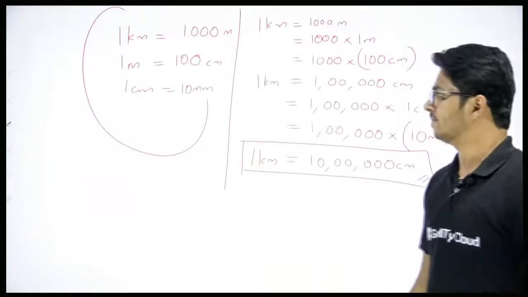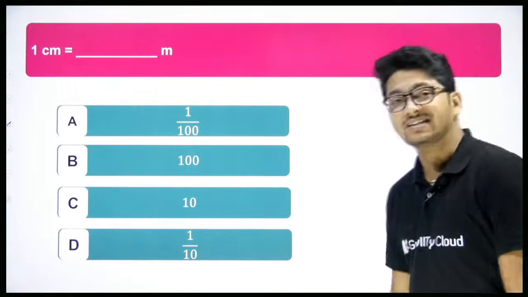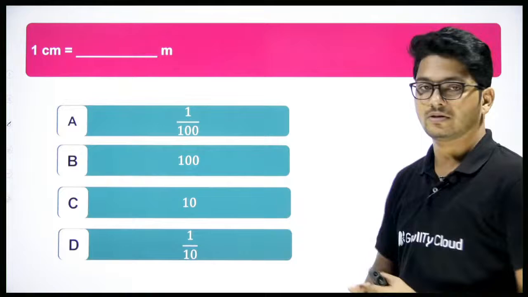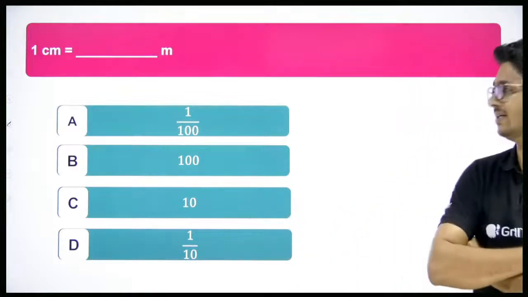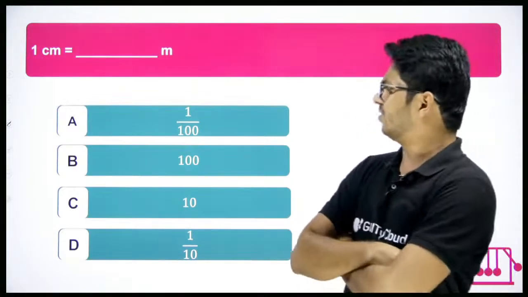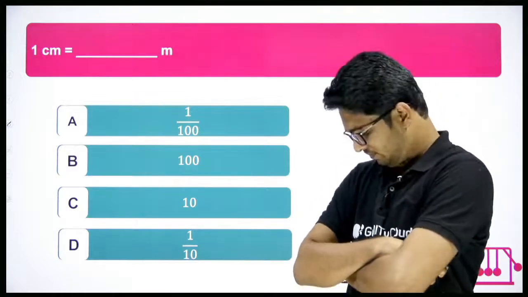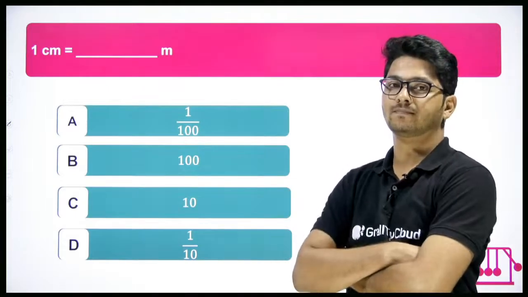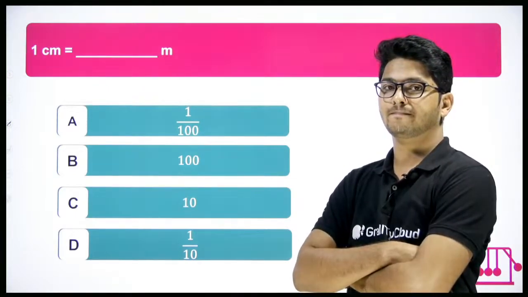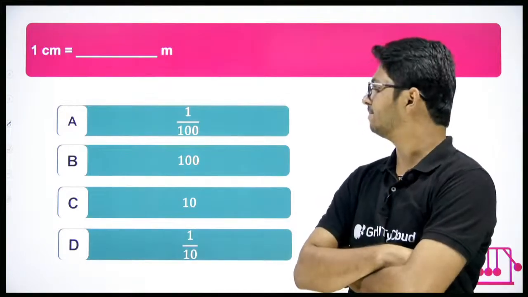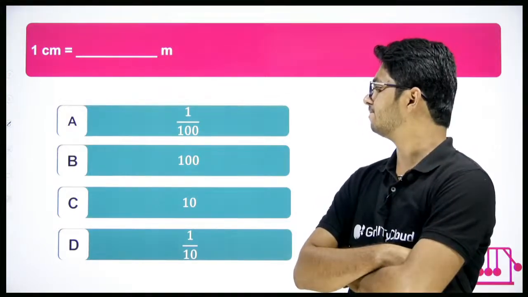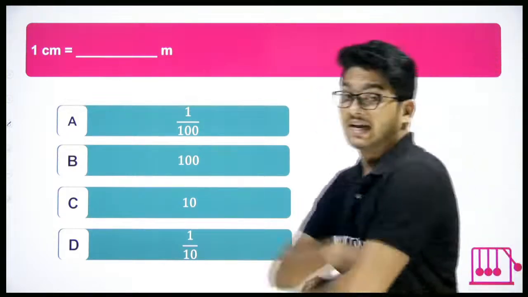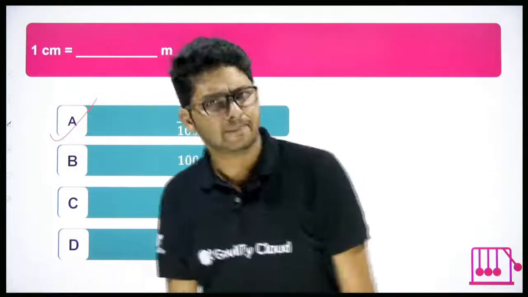Good? Okay. Next question. 1 centimeter is equal to dash meters. You have a few options. So can you please select the answer? 1 centimeter is equal to dash meters. I think for this 15 seconds are enough. So please solve it. Done. And the correct answer is option A.